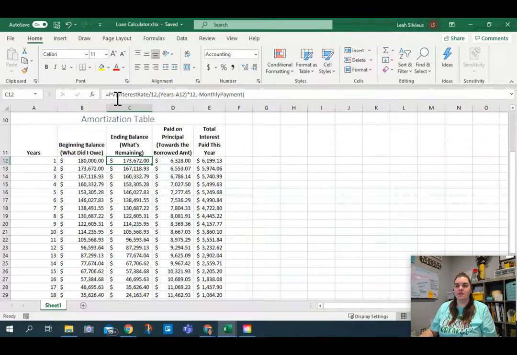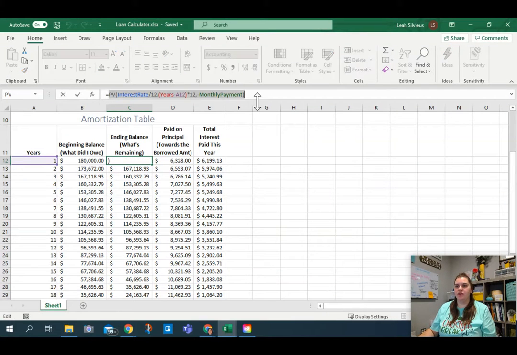All right, so we're going to take this ending balance. I'm going to take the whole PV function and I'm going to go ahead and cut it. Not the equal sign, leave the equal sign there, but I'm going to cut this, put it in my clipboard, keep it, but put it in when I need it, right?